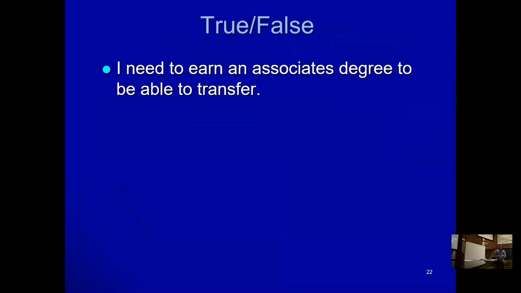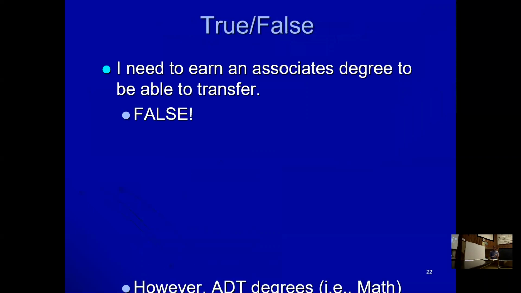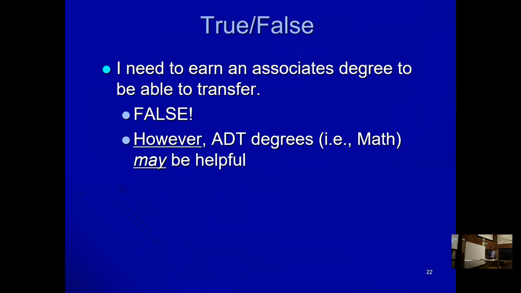True or false? Okay, I need to earn an associate degree to be able to transfer. False. However, there is what's called associate degrees for transfer that we've offered now for 7, 8 years. So if you decide on a different major, not engineering, let's say mathematics, we have 26 now associate degree for transfer majors, including math. So if you apply to a CSU campus where the major at the campus is similar to the ADT major that you've earned the degree in here, there are potential benefits that you can receive.